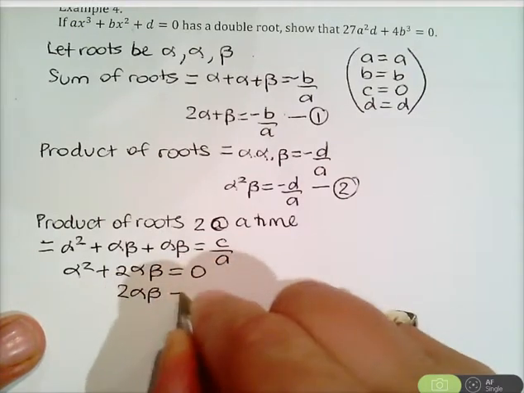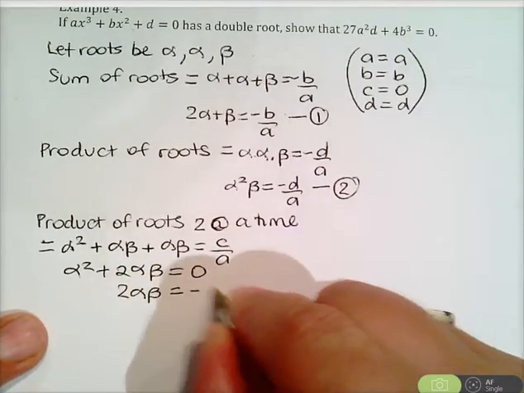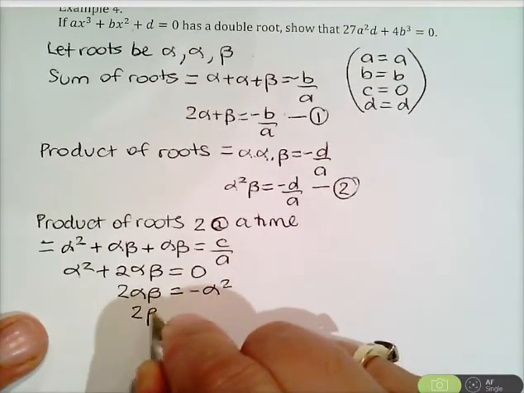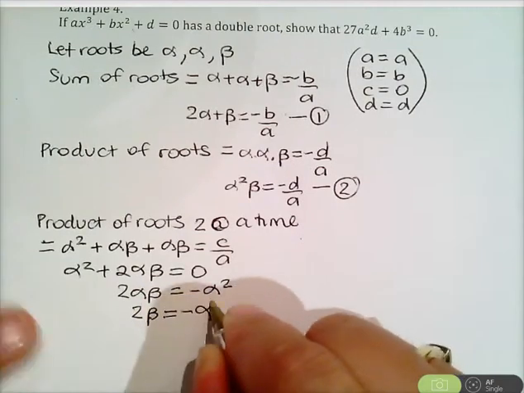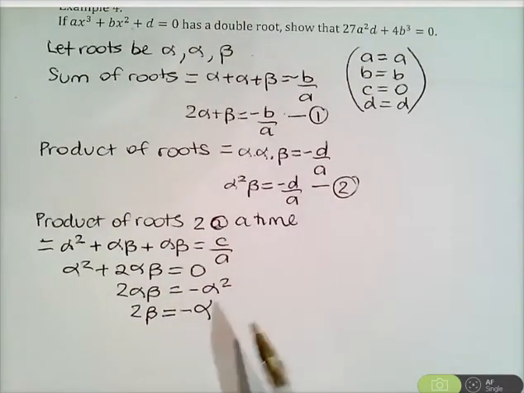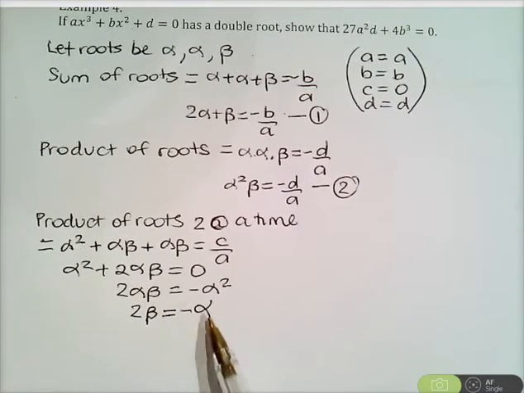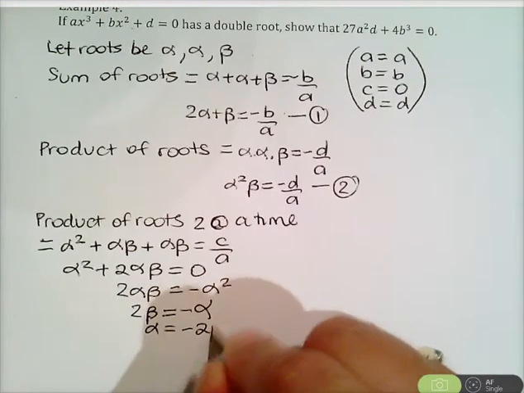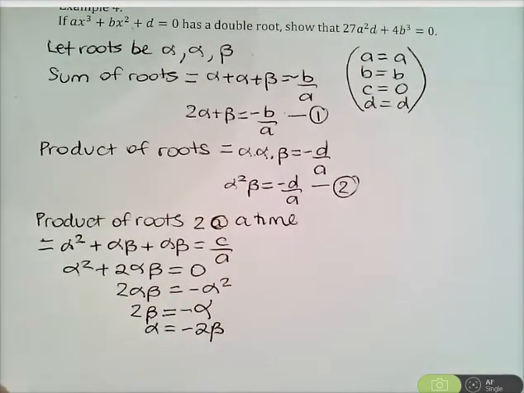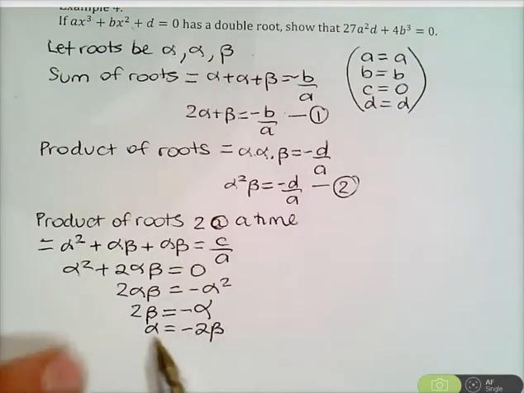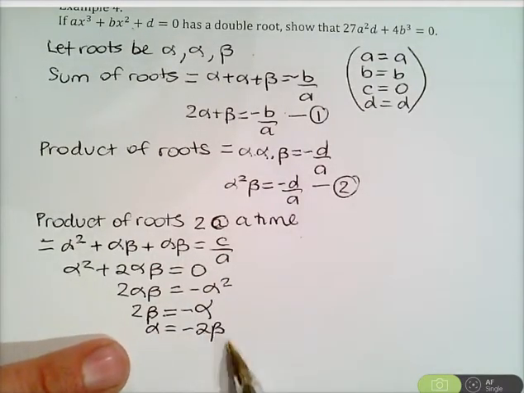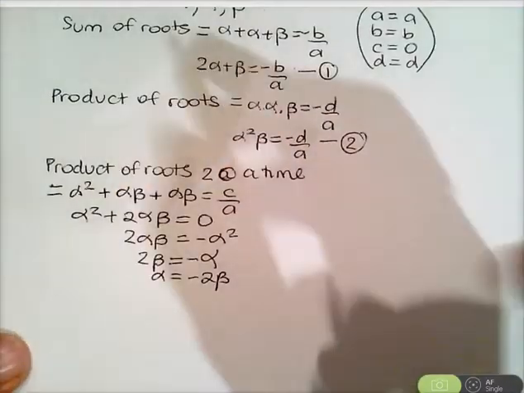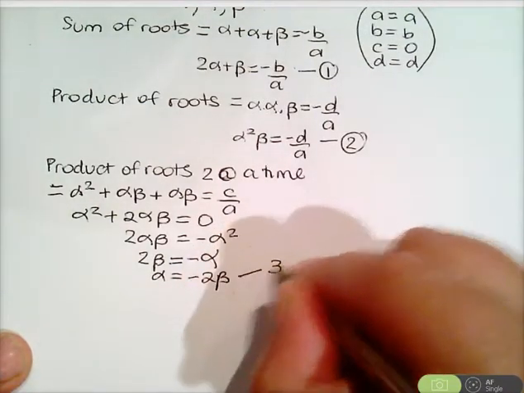because we know that c is 0, which means that 2 alpha beta is equal to negative alpha squared, and dividing both sides by alpha, we get that 2 beta equals negative alpha. So this is pretty good because we can make a substitution for alpha: alpha equals negative 2 beta. By doing this product of roots two at a time, we can now write alpha in terms of beta. So we don't have two variables there. I'll call this equation 3.